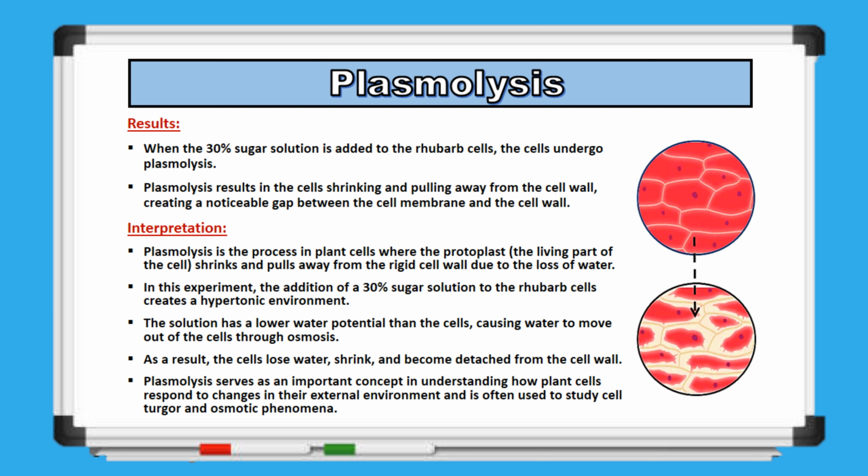And the conclusion can be drawn that the results support the occurrence of plasmolysis when plant cells are exposed to a hypertonic solution. In this case, the 30% sugar solution reduced the water potential outside the cells, causing water to move out through osmosis. As a result, the protoplast shrank and separated from the cell wall. This experiment illustrates the impact of osmotic pressure on plant cells and serves as a clear example of how cells respond to changes in the solute concentration of their surroundings.